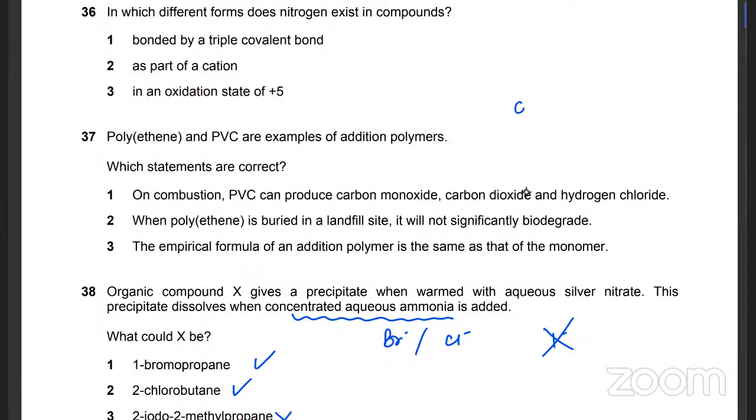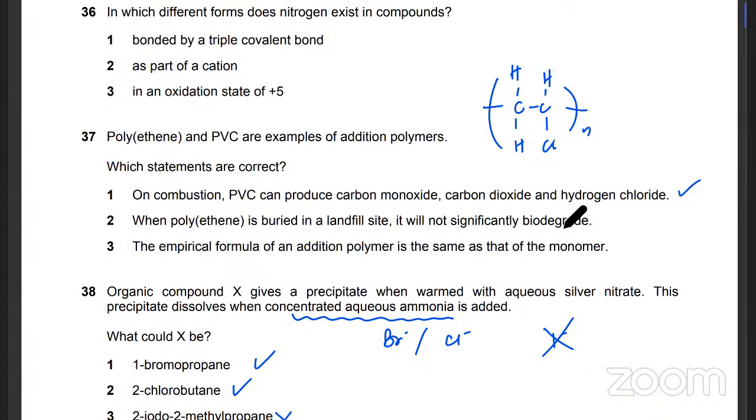What is PVC? Yes, it's true, because PVC has one chlorine, so it can possibly provide all three of them. When it's buried in a landfill site, it will not significantly biodegrade.